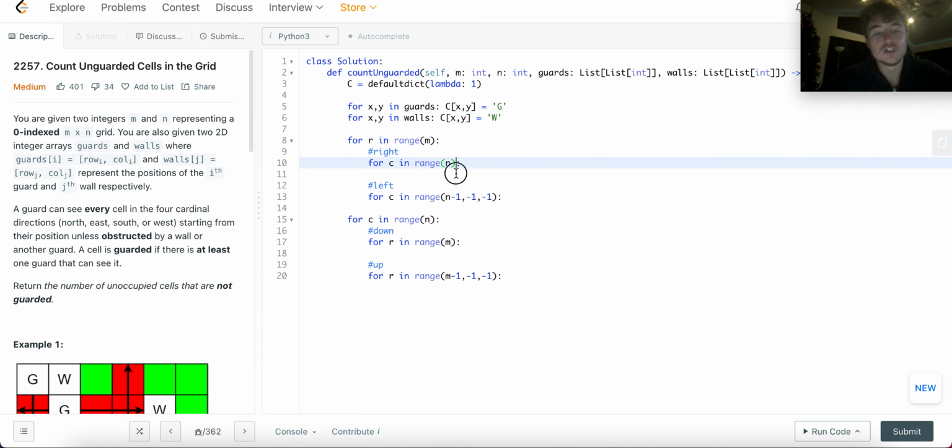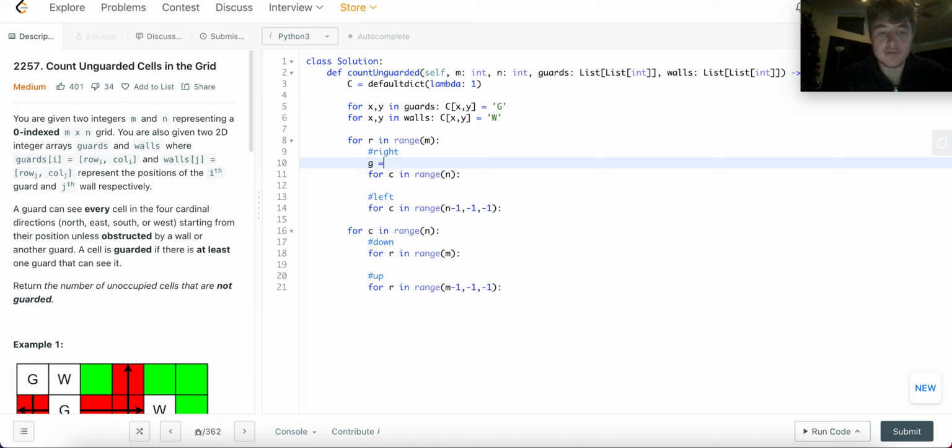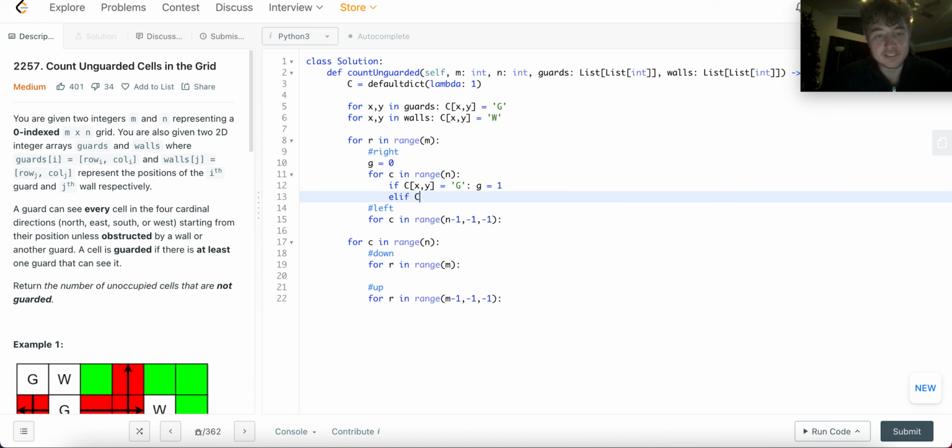All right. So for R in range M, for C in range N. So we'll first assume that there's no guard, which we should always assume. And we could say, well, if this is a guard, what does that mean? So if C of XY equals a guard, then guard equals 1. Else if C of XY equals a wall, then guard equals 0.